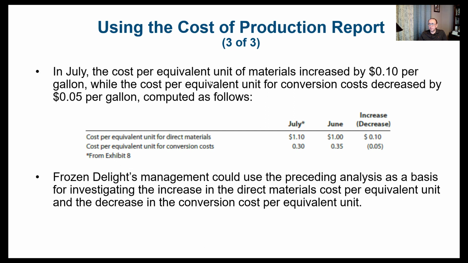So in July, the cost per equivalent unit of material increased by 10 cents. You can see here, it used to be $1, now it's $1.10. While the cost per equivalent unit for conversion cost, remember conversion cost includes labor and overhead, decreased by 5 cents per gallon. So 35 cents, now it's 30. So there's a decrease. This kind of analysis is usually useful for managers to know what's going on. Frozen Delight's management could use the preceding analysis as a basis for investigating the increase in the direct material cost per equivalent unit and the decrease in the conversion cost per equivalent unit.